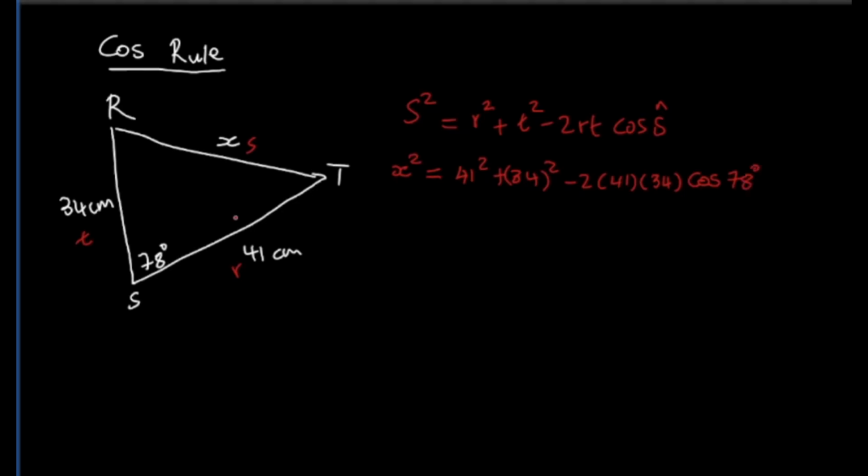Okay? So now you can just find that on the calculator. You can put that on the calculator and tell me what you get. Okay, so that's 2 times 41 times 34 times cos of 78. I get 2,257.